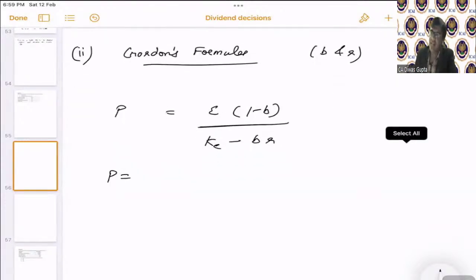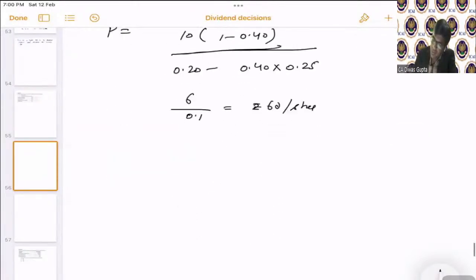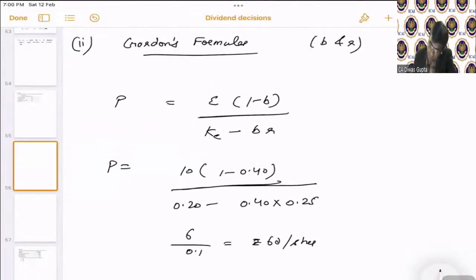So hence the price will be equal to 10 is the earnings, 1 minus 0.40. So that means B is equal to 0.40. That is given in the question. KE is this much. 0.40 multiplied by R is equal to 0.25. Simple. So 6 divided by 0.1, which is equal to rupees 60 per share. So as per the Gordon's formula, P is equal to 60 per share. That comes out to 60 rupees per share.